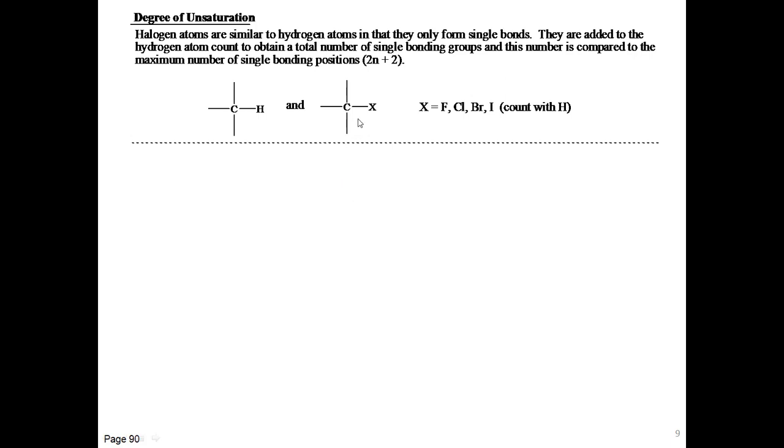Now, if I look at some other atoms, the halogens, fluorine, chlorine, bromine, iodine, they all make 1 bond, not a pi bond. So they count with the hydrogens. So I just have single bond groups here, and if I have any halogens, I'm just going to add them into the hydrogen count.